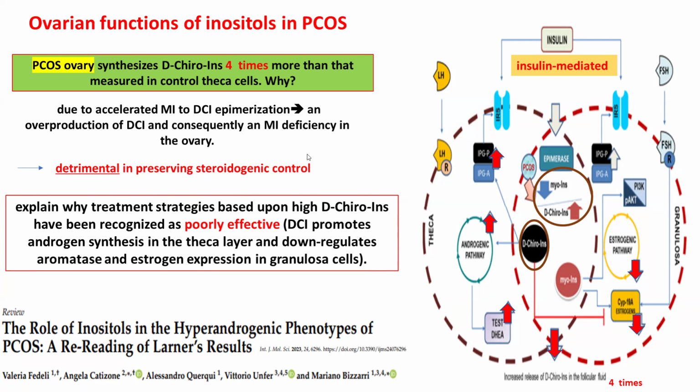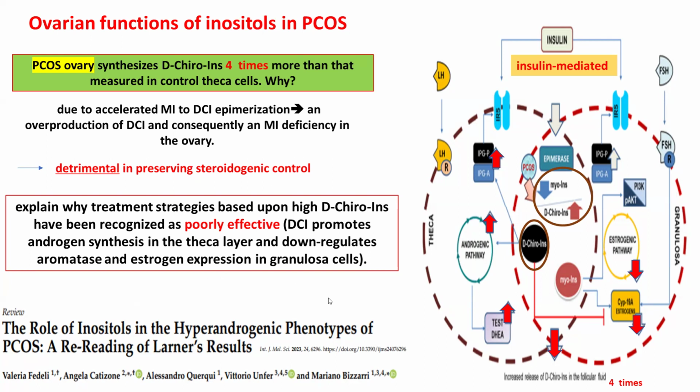steroidogenesis and production of the oocytes at the same time. And this can explain why treatment strategies based on high dicairo have been recognized as poorly effective, as dicairo promotes androgen synthesis in the theca and downregulates aromatase and estrogen expression in the granulosa.